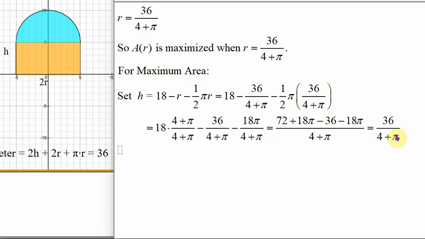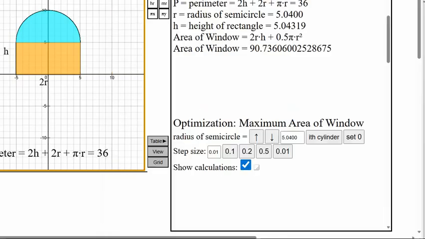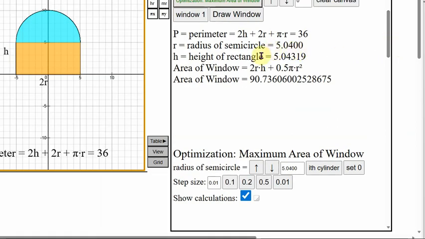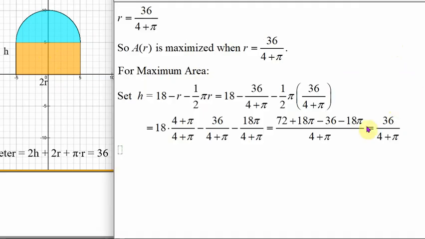When we look back at the example, we saw that when the area is maximized, the radius and the height are about the same. And when we calculate the exact answer, we also see that the radius and the height are the same. And that's the end of the video.